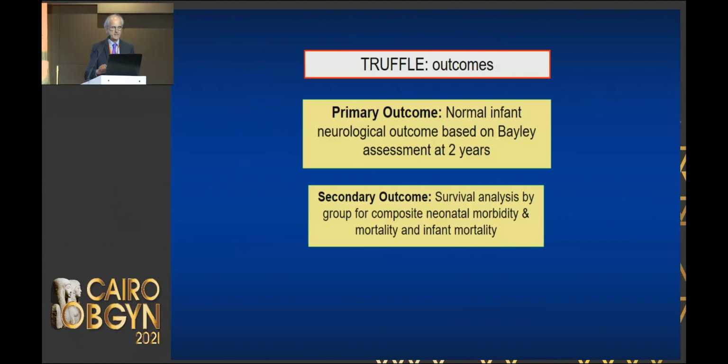The primary outcome, and this is very important, was normal infant neurological outcome based on Bayley score assessment at the age of 2 years. So the infants were investigated with a Bayley score at the age of 2 years. And therefore, of course, we could only do this investigation in surviving infants. And this is important. I will tell you later different results. The secondary outcome was survival analysis. Of course, mortality was also investigated by a group of composite neonatal morbidity and mortality and infant mortality.